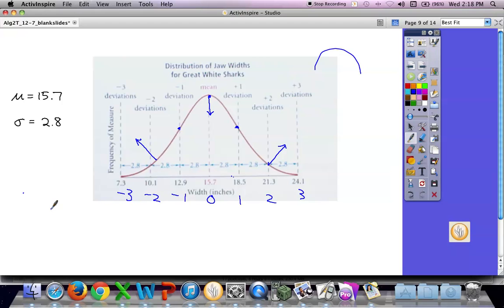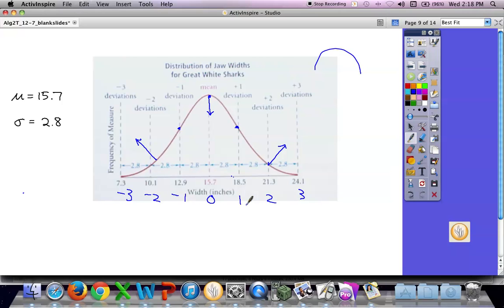So you can see normal curves that are done in different ways, right? If you see it with the mean and the standard deviation, that's a normal curve, right? If you see it with the middle, the mean is 0 and the standard deviations are marked off, 1, 2, 3, that's called the standard normal curve, right? Standard normal curve.